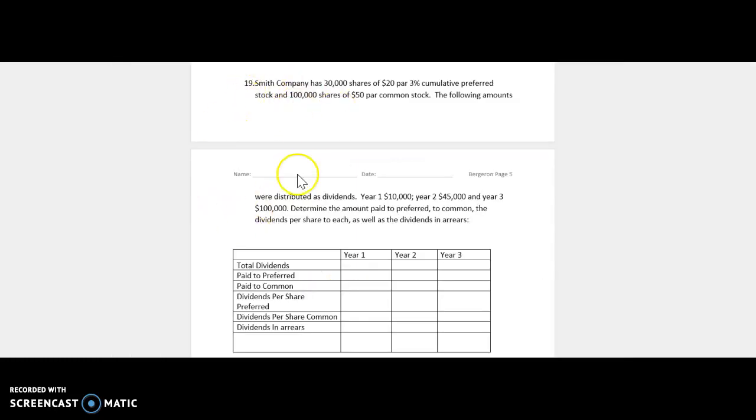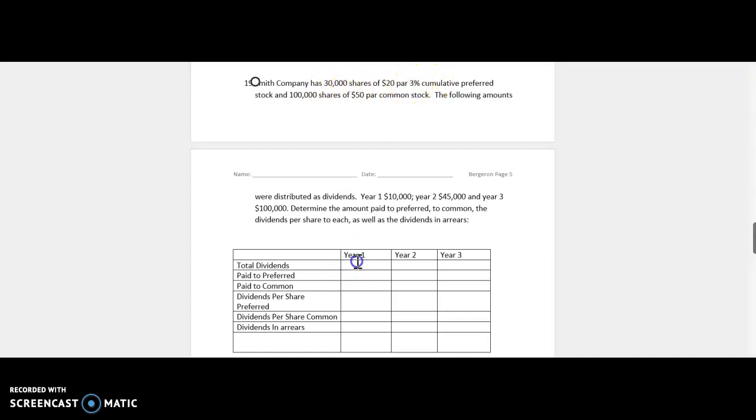Okay, in this problem, we're going to calculate the cumulative preferred dividend. Okay, so to find the amount that we should pay to preferred stockholders, we need to say 30,000 times 20 times 3%. And that is how much I want to pay them each year. So you should get 18,000.